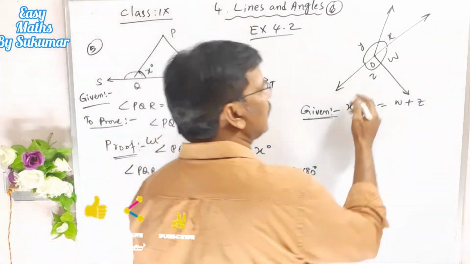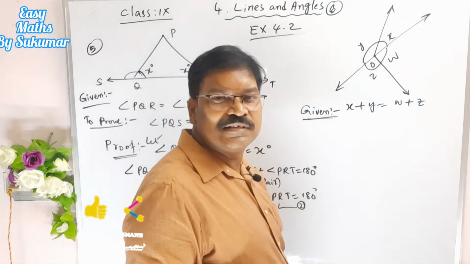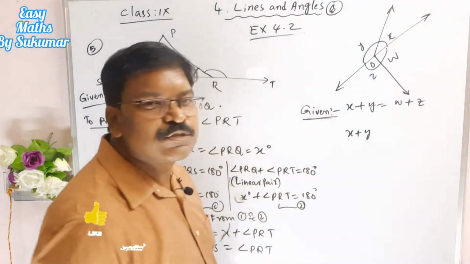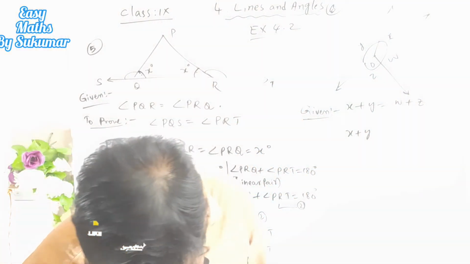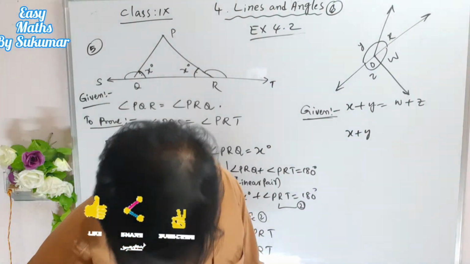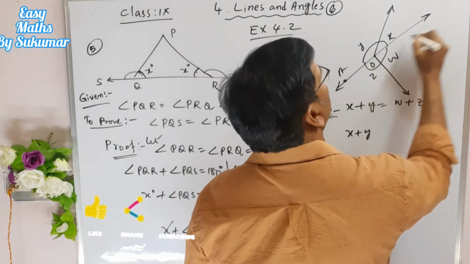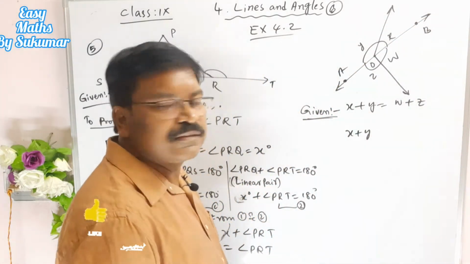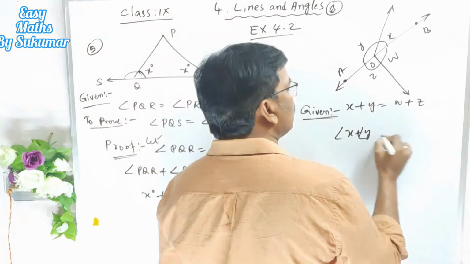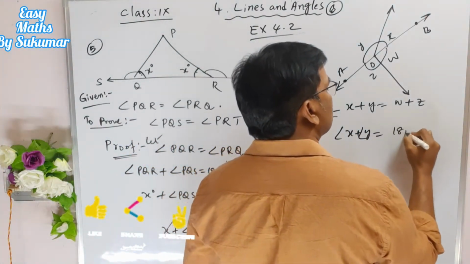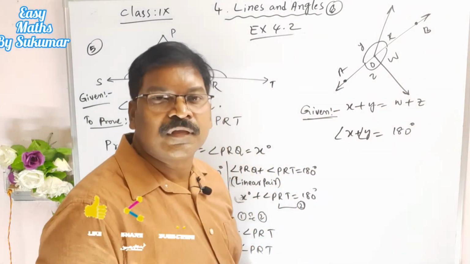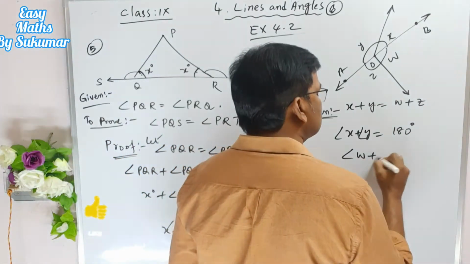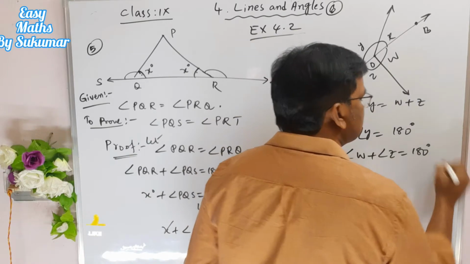See, my dear students, here given x plus y is equal to w plus z. What we have to prove here? This AOB is a straight line. This is A and this is B. See my dear students, here angle x plus angle y is equal to 180 degrees. Similarly, angle w plus angle z is also equal to 180 degrees.